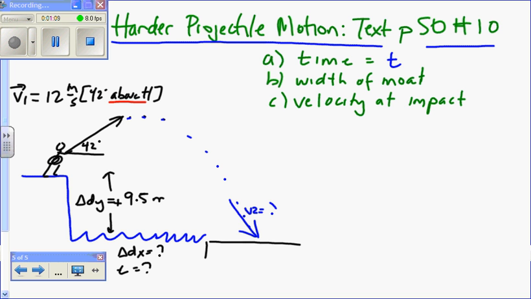We're asked for the width of the moat, and I think that's assuming that it lands right at the end of the moat, so that would be dx. And velocity at impact, which is v2, keeping in mind that v2 is going to have an x and y component. It's going to land on an angle like this, so there's going to be a v2y component and a v2x component. We're going to get to that in more detail later on in the question. So if you want to get that down, you should do that now, and if you need to pause the video for that, you can go right ahead, because I'm going to switch to another page.